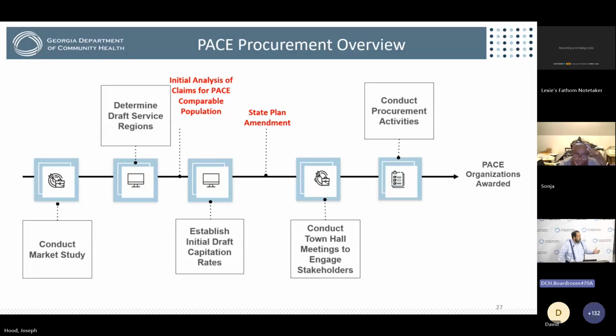Assuming it is adopted in December, that gives us the ability to move forward with a state plan amendment to the Centers for Medicare and Medicaid Services. So we are at the town hall meeting right now to engage stakeholders. So you're on the timeline. Congratulations. Next, we will be conducting our procurement activities and awarding PACE centers.